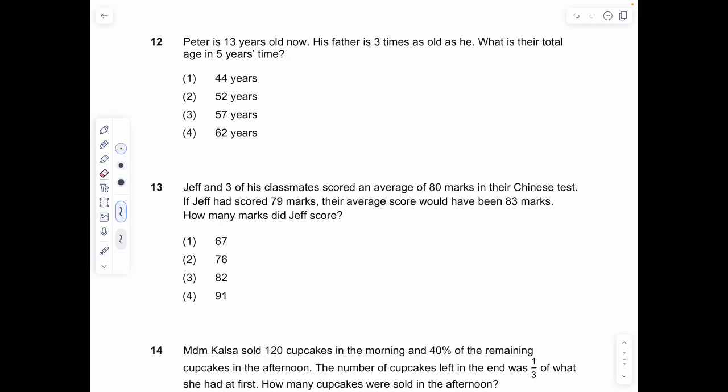Question 12. Peter is 13 years old now. His father is 3 times as old as he. What is their total age in 5 years' time?